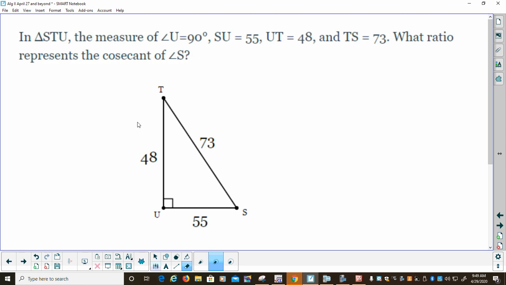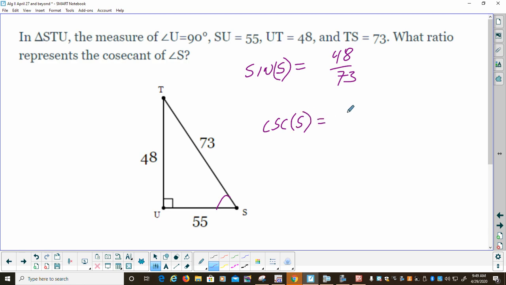Cosecant, cosecant is paired with sine. I would first find the sine of S, sine of that angle S. I'm standing here. Sine is opposite over hypotenuse. So that would be 48/73. So then the cosecant of S is going to be 73/48. Okay. That's all there is to it.